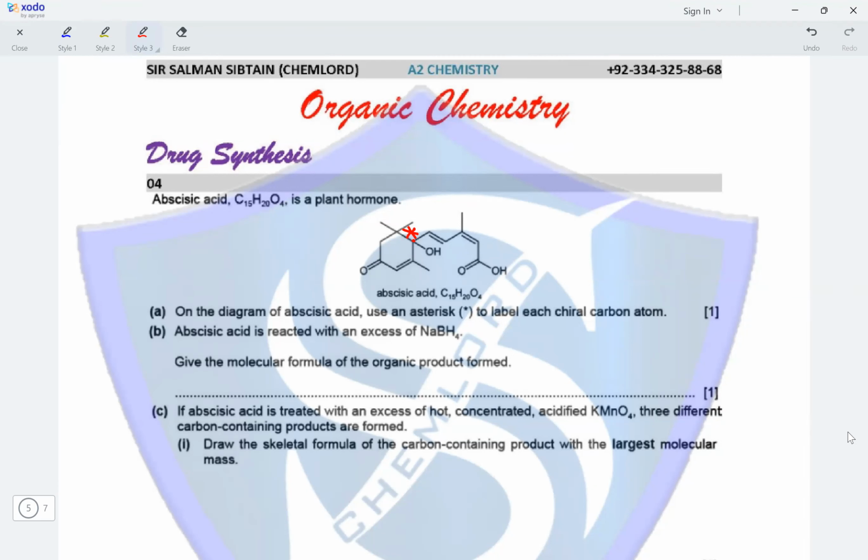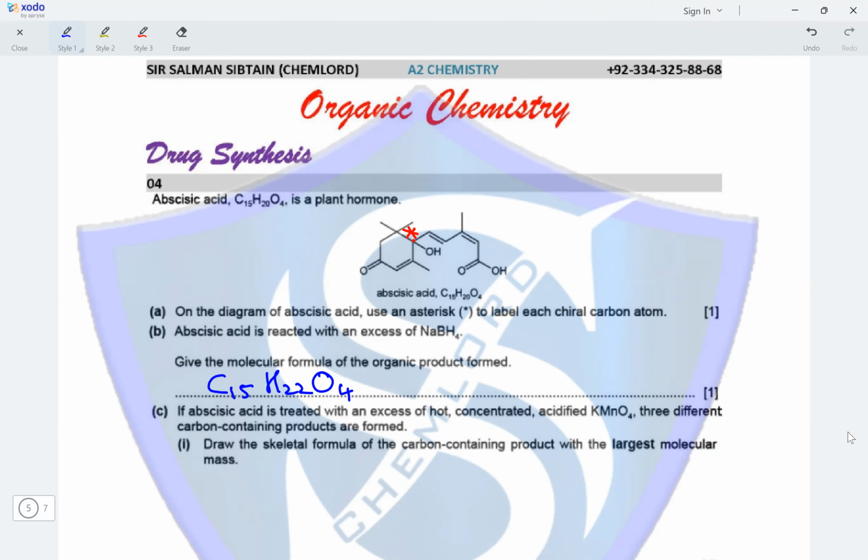which means that the formula will have an addition of two hydrogens in it, and that's it, because one hydrogen will be bonded to the oxygen atom in order to convert it into OH, and the other hydrogen will be attached to the carbon to which the oxygen atom is attached. So there will be an increase of two hydrogen atoms and no other change in the molecular formula. So the new molecular formula would be C15H22O4.